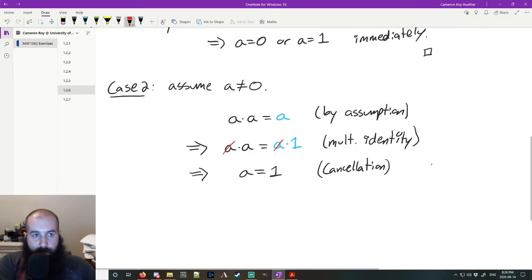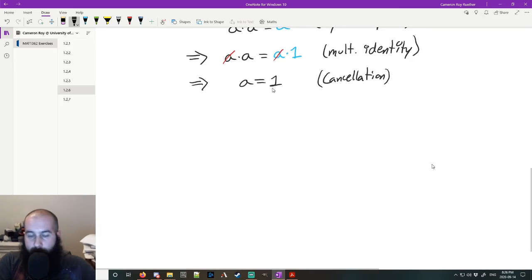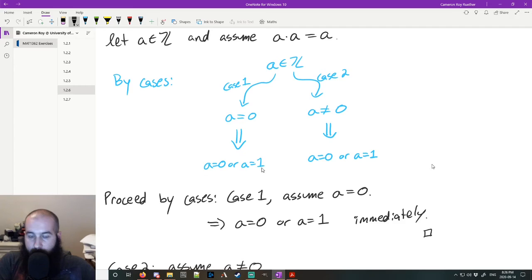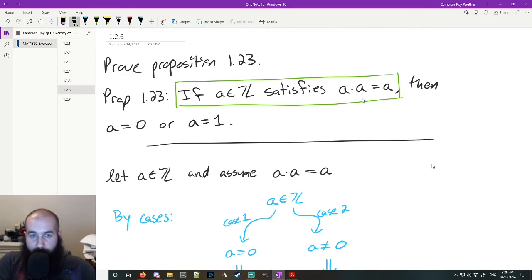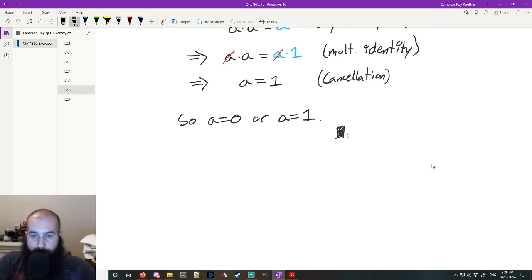Now if a is equal to 1, just as when a was 0, that means it's 0 or 1. If a is already 1, then it is 0 or 1. So a is equal to 0 or a is equal to 1. Which means now that starting from our main assumption, in case 1, we ended up at a is 0 or a is 1. In case 2, we ended up at a is 0 or a is 1, which means that this statement follows directly from our initial assumption, which means that this proposition is true. So we have completed our proof.